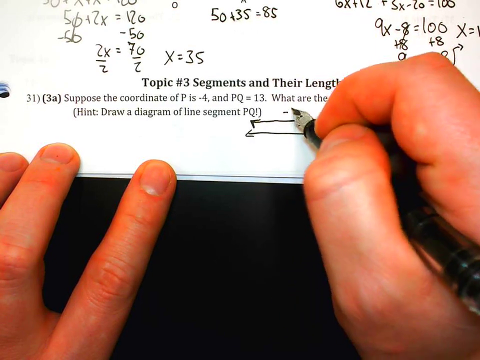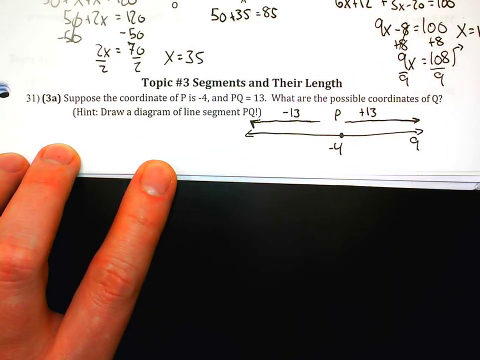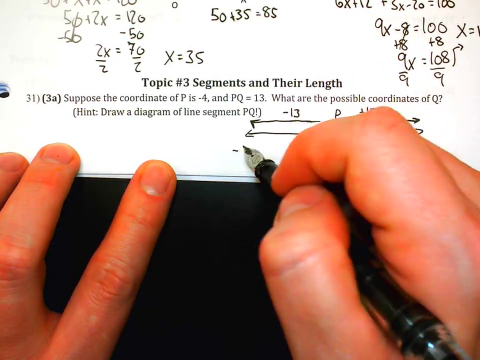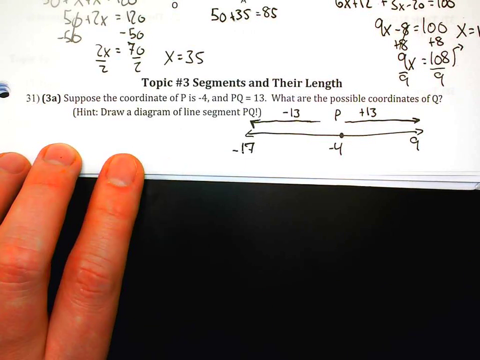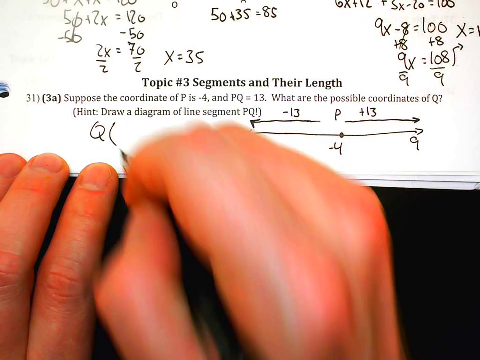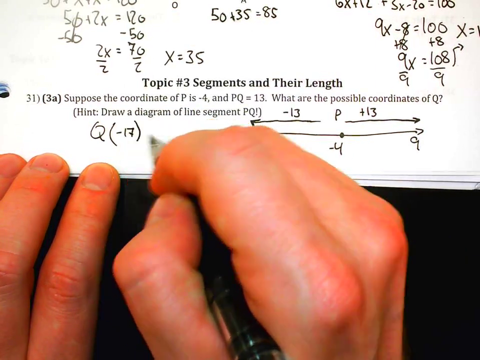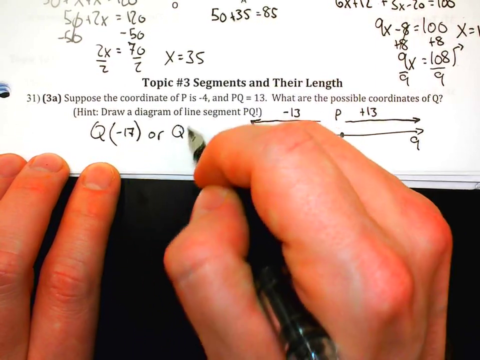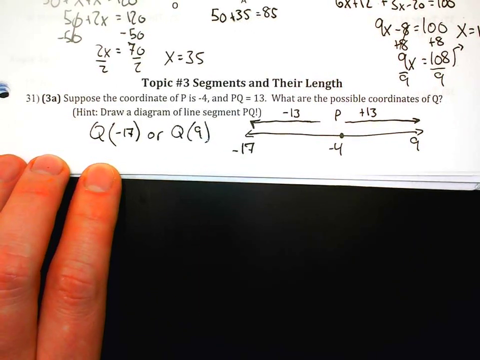And if I did that, that would be like subtracting 13. Well, -4 minus 13 would be -17. So the two possible coordinates of Q are -17 or 9.